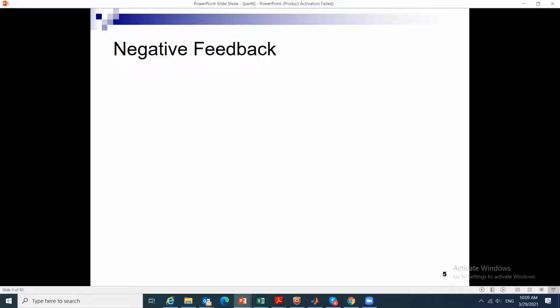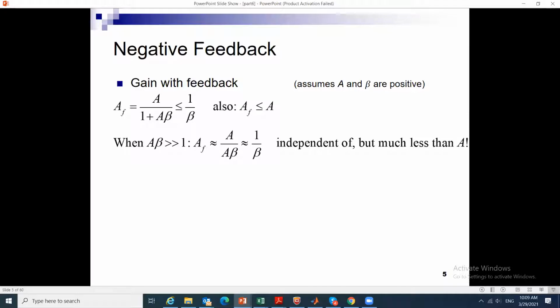Great. Now if we look at the properties of negative feedback, we said that Af equals A over 1 plus A beta. For sure, Af is less than A because A beta is positive. So I want to reduce, to control, the gain.